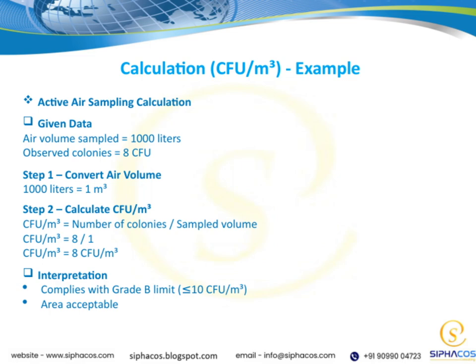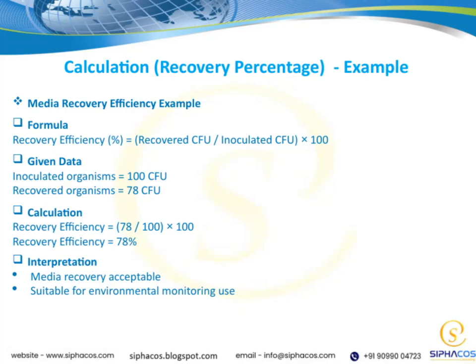That gives us 8 CFU per cubic meter. Since this is below the grade B limit of 10, the area is considered acceptable. Let's walk through an example of calculating recovery efficiency.